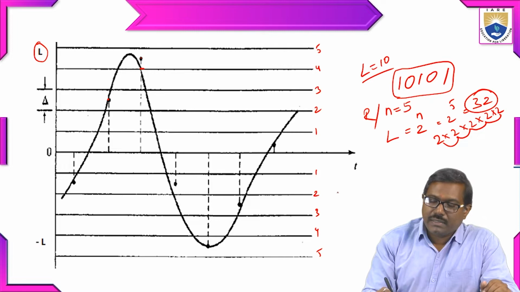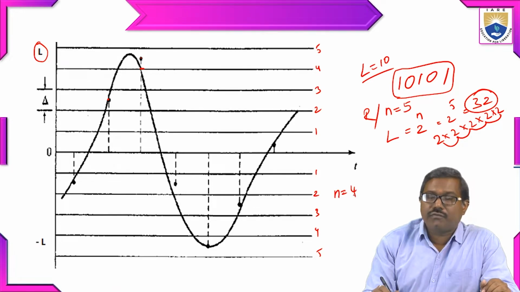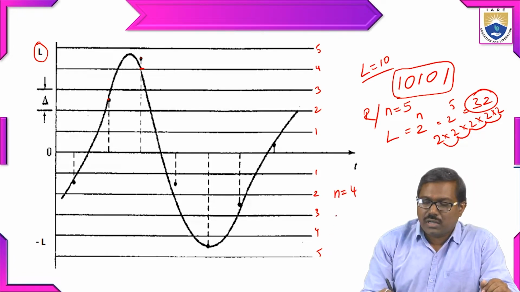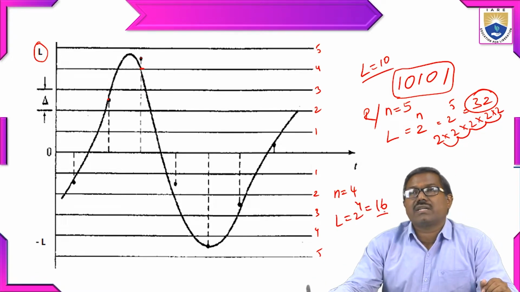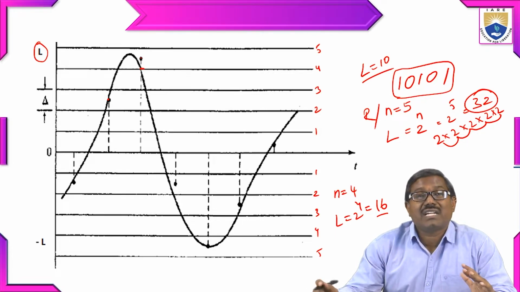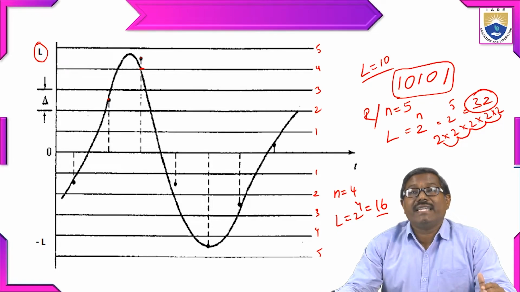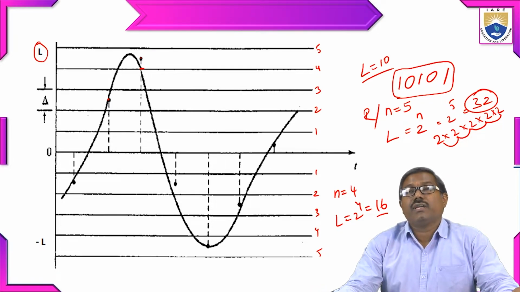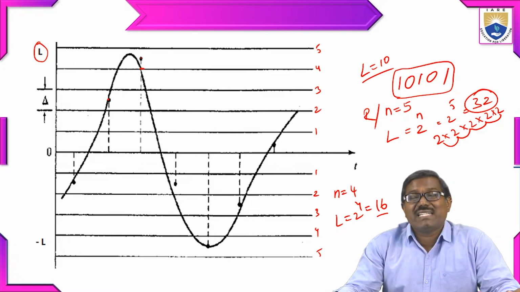Or if my encoder is 4-bit, then L is 2 power 4, which is nothing but 16 levels required. 16 levels I required to convert this continuous amplitude into discrete. Okay, so this is the way quantization is done in the quantizer.